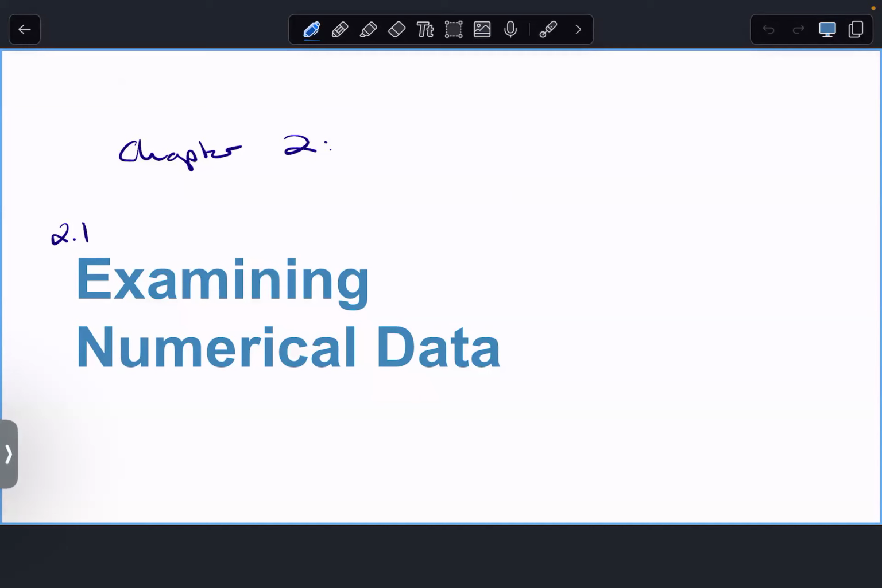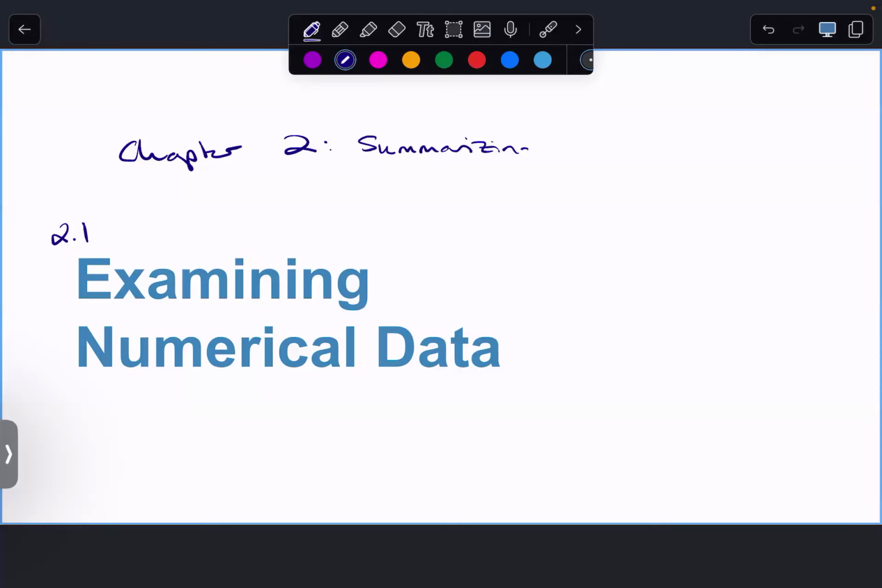Okay, but before we start chapter 2, which I think is just called summarizing data, maybe we can write that. Summarizing data. First, we're going to talk about summarizing numerical data. And then in 2.2, we're going to talk about how we summarize categorical data. We kind of introduced these things last day, especially categorical data, because there's not a lot of things that we can do with categorical data.